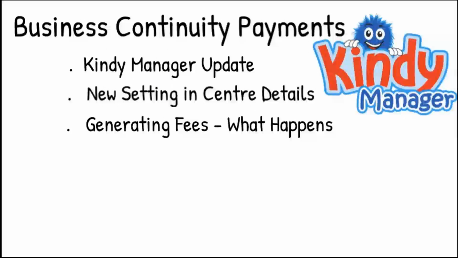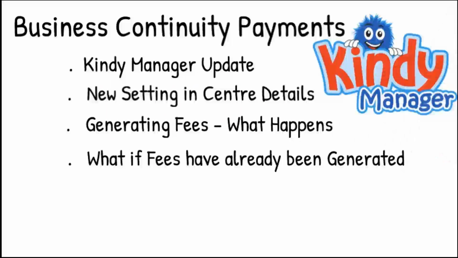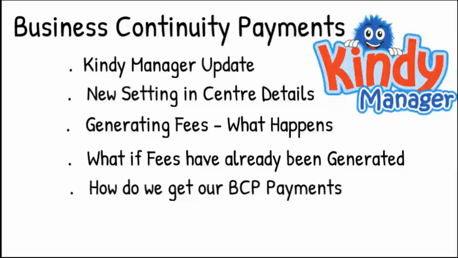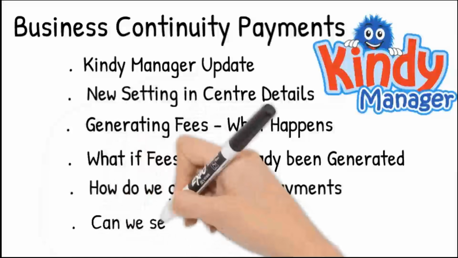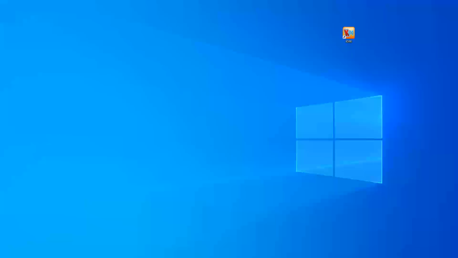What's going to happen when we generate the fees now? What are they going to look like? And what if we have already generated the fees in advance, because the government did announce this fairly suddenly? And how do we get and display those BCP payments, and how can we get an overview? So let's go through the steps.